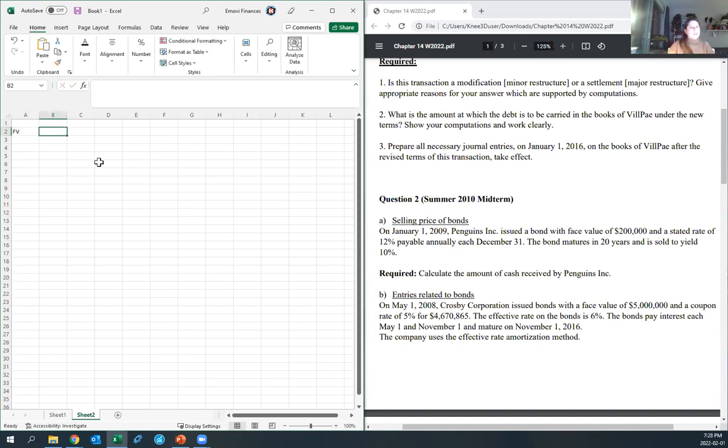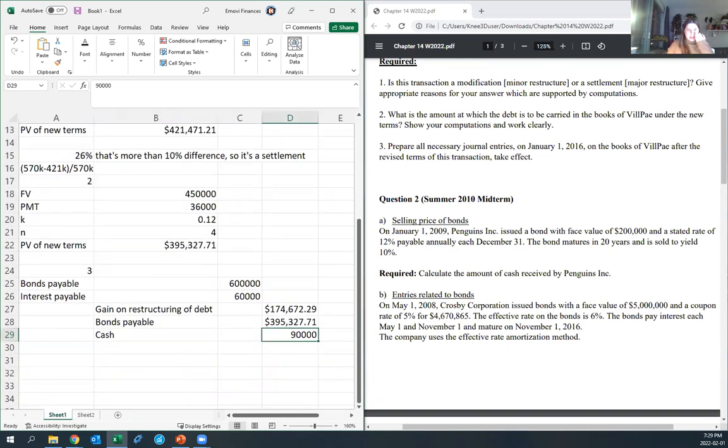So your future value is your 200,000. Your payment amount is 12%, which is the coupon rate, times your 200,000. Your market rate is 10%. And your number of periods is 20 years. So your present value is 234,000. So just someone asked me to go back to the journal entry. So just let me know when that's good.